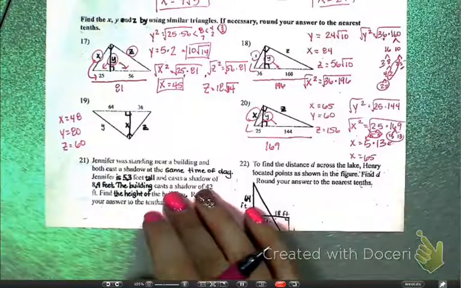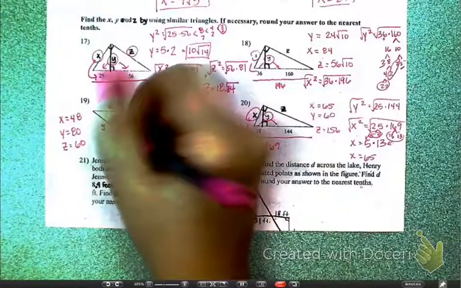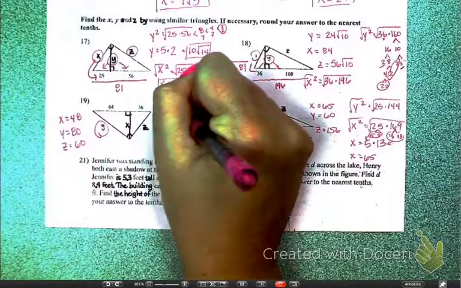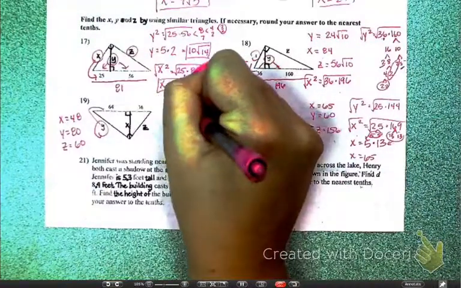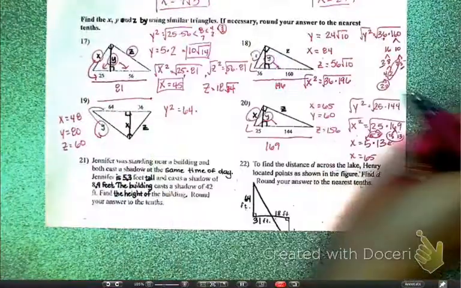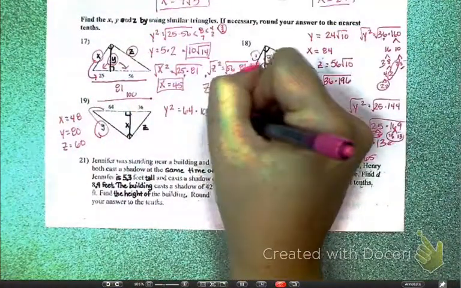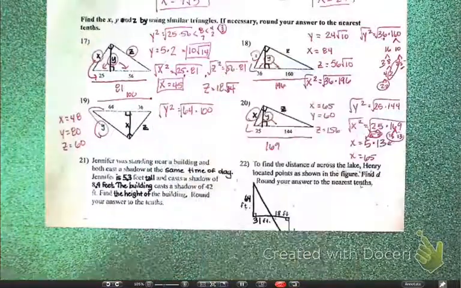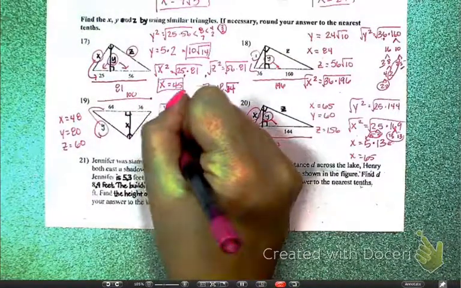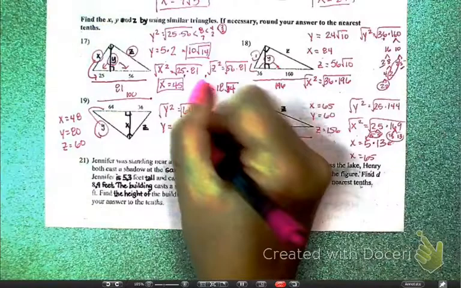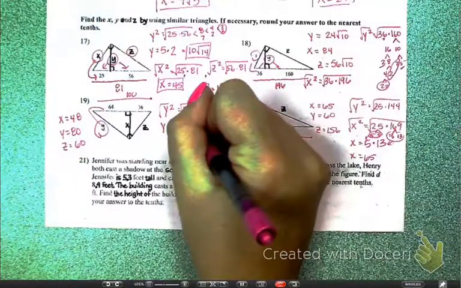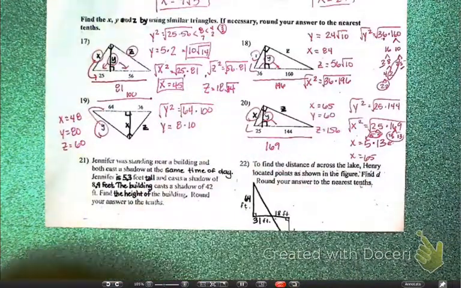Okay, so back to number 19. Y is a leg, so y squared equals 64 times the whole thing, which is 100. Square root of 64, square root of 100. 8 times 10 is 80.